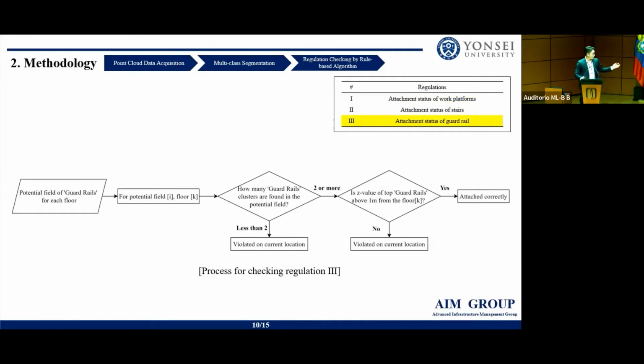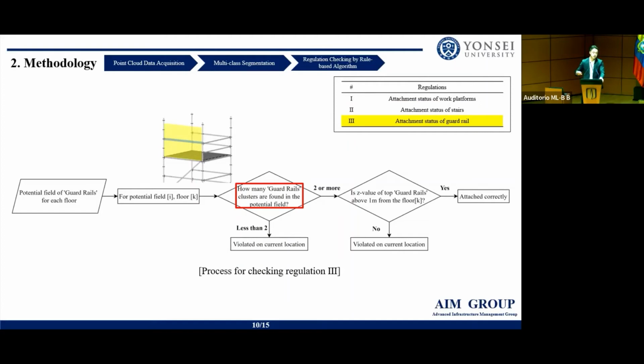Similar to the former framework, now this framework is a process for checking regulation 3. So this time we check how many guardrail clusters are contained inside a guardrail potential field. Like the left figure over here, this number of clusters becomes the number of attached guardrails inside that field. So if that number is less than 2, then that field is violating regulation 3.